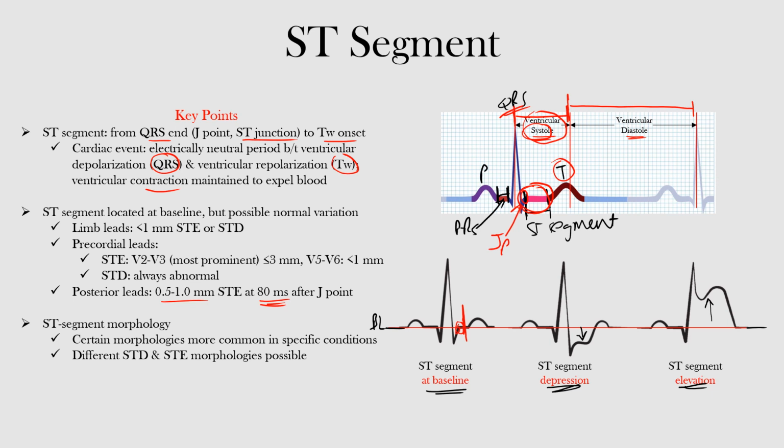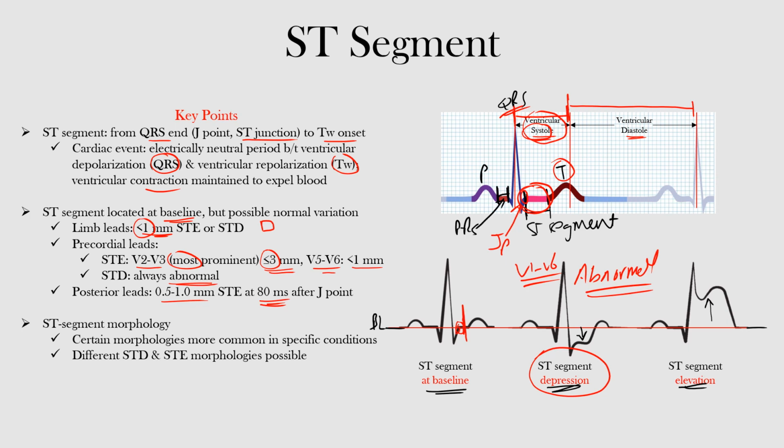Now the ST segment is located at baseline normally, but there's that possible normal variation that we can see. In the limb leads, it could be up to 0.1 millivolts or 1 millimeter, which is one of those small boxes. In the precordial leads, you can see ST elevation in V2 to V3. Remember, that's the most prominent and can be up to 3 millimeters. Some studies actually show it a little higher, but that's usually the upper limit. In V5 or V6, the left lateral precordial leads, up to 1 millimeter. ST depression in the precordial leads is always abnormal. So if you see ST depression like this in one of the precordial leads, V1 through V6, that is considered abnormal.